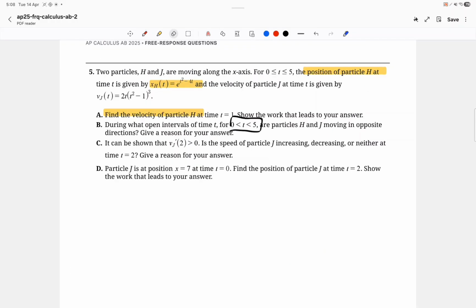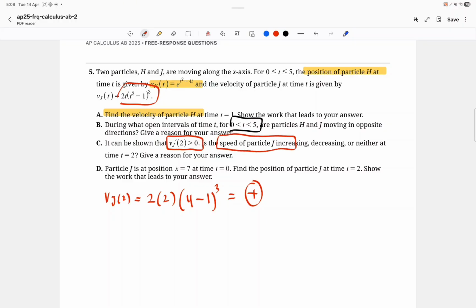Part C, is the speed increasing or decreasing? It depends. So here, this is the acceleration of J at time 2, which is positive. Now let's see what the V of J is at the time of 2, not the prime, just the J. So V of J is this. It's a positive number. So 2 times 2, and here 4 minus 1 cubed. So it's a positive number. Because both the V and the V prime are positive, the speed has to be increasing.